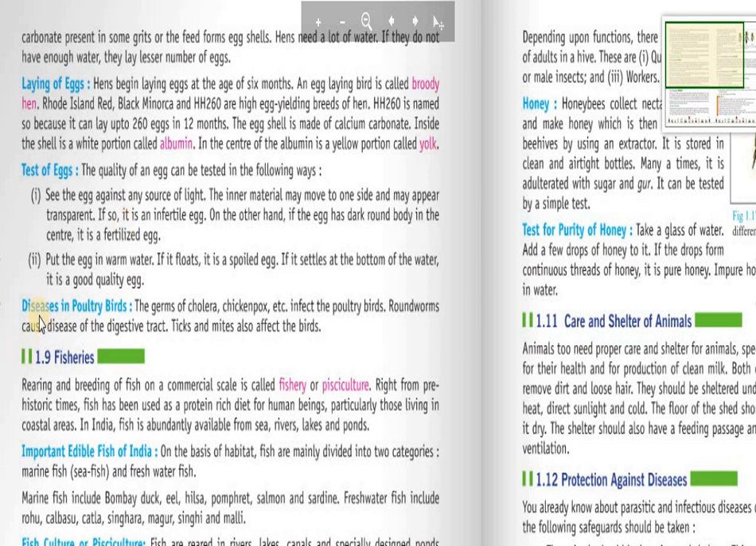Now, in the next paragraph, diseases in poultry birds. The germs of cholera, chickenpox, etc. infect the poultry birds. Roundworms cause diseases of the digestive tract. Ticks and mites also affect the birds. So these are a few diseases which can cause trouble to poultry birds.